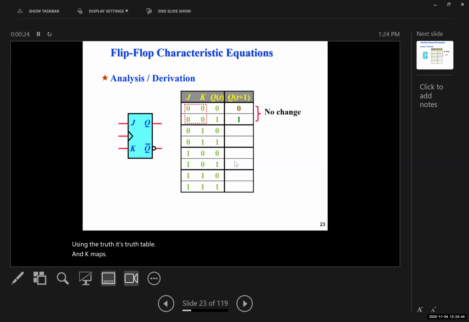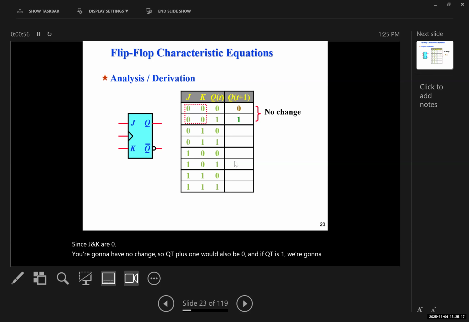So because we have 3 different inputs in this scenario, we're going to have 8 different outcomes. First, J and K are 0, 0, and the initial value of QT is 0. Since J and K are 0, you're going to have no change, so QT plus 1 would also be 0. And if QT is 1, we're going to have 1.